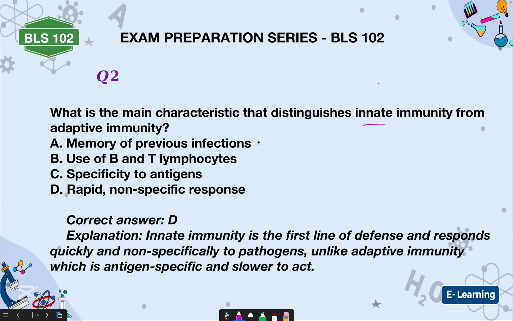Innate immunity is the first line of defense and responds quickly and not specifically to pathogens, unlike adaptive immunity, which is antigen specific and slower to act. Are you getting it? The adaptive is slow to act, but the innate is very rapid and it is what? Non-specific, which is option D. So you are looking at characteristics of innate immunity. Innate immunity does not have memory of previous infection, no. It does not use the specific B and T cells, no. It is because of the rapid non-specific response. That is the characteristic of what? Innate immunity. Now, the next one.